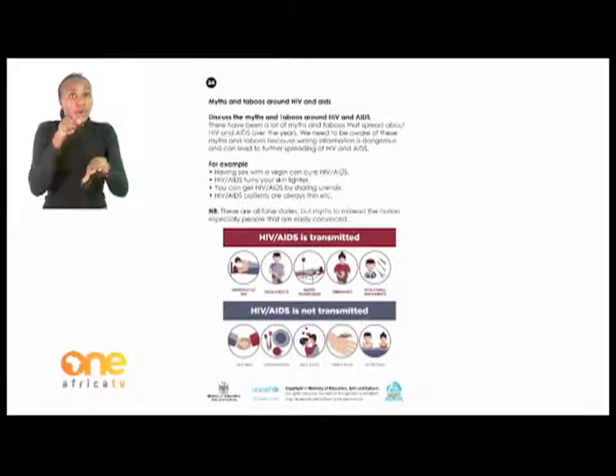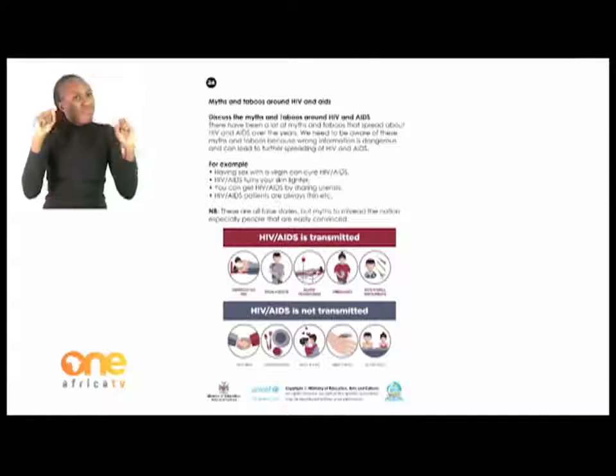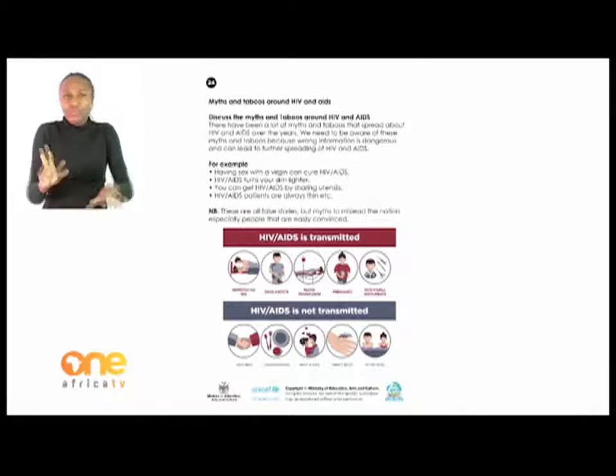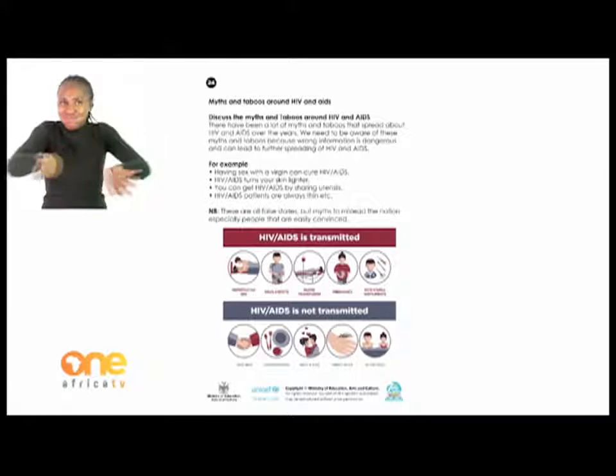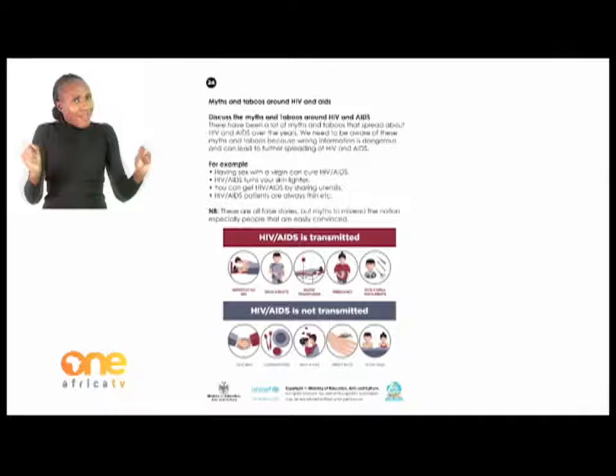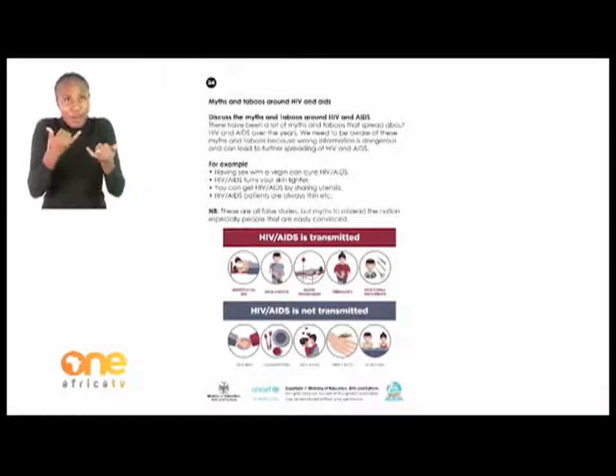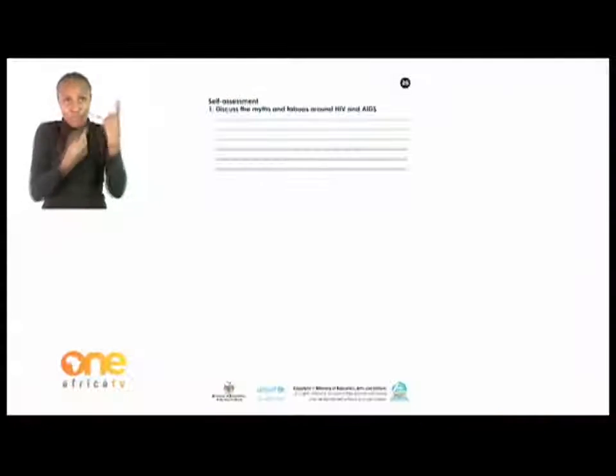Insect bites. This is also a way HIV cannot be transmitted, because insects do not have receptors and cannot get infected by HIV. Therefore, they cannot transmit the HIV virus because it is digested in their stomach. Or simply by taking a swim in the pool with someone, you cannot get HIV/AIDS. Let's turn to page 25 for our self-assessment. Discuss the myths and taboos around HIV and AIDS.